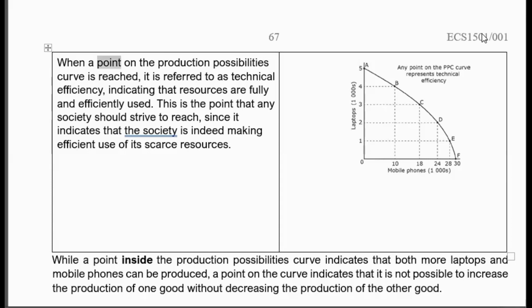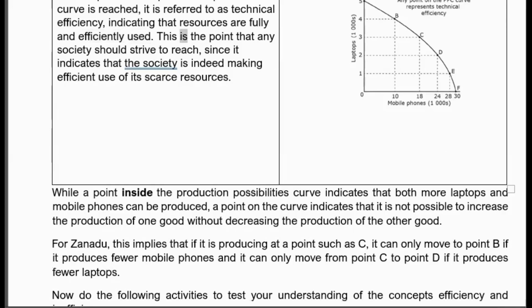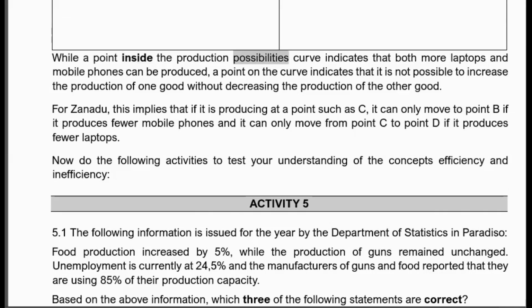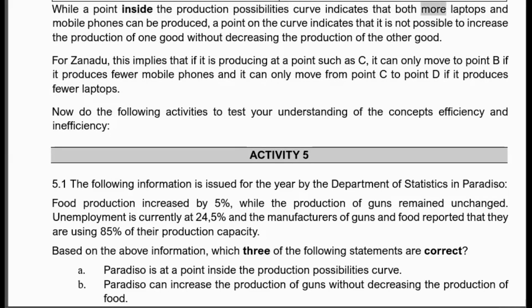When a point on the production possibilities curve is reached, it is referred to as technical efficiency, indicating that resources are fully and efficiently used. This is the point that any society should strive to reach, since it indicates that the society is indeed making efficient use of its scarce resources. While a point inside the production possibilities curve indicates that both more laptops and mobile phones can be produced, a point on the curve indicates that it is not possible to increase the production of one good without decreasing the production of the other good.